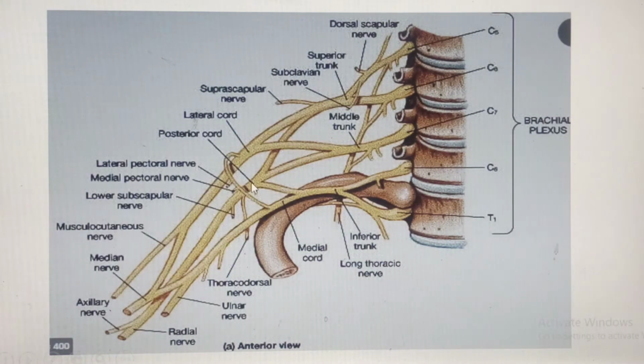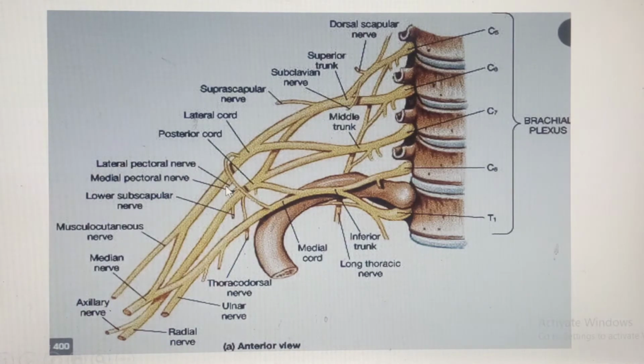And this mnemonic is for the lateral cord. Over here we have the lateral cord. Now for the lateral cord, the mnemonic is LML. Begin with L: one of the L's is what we call the lateral pectoral nerve.